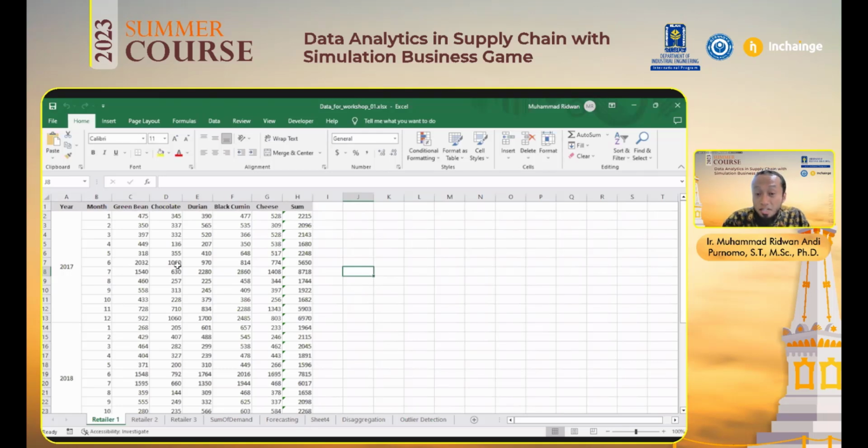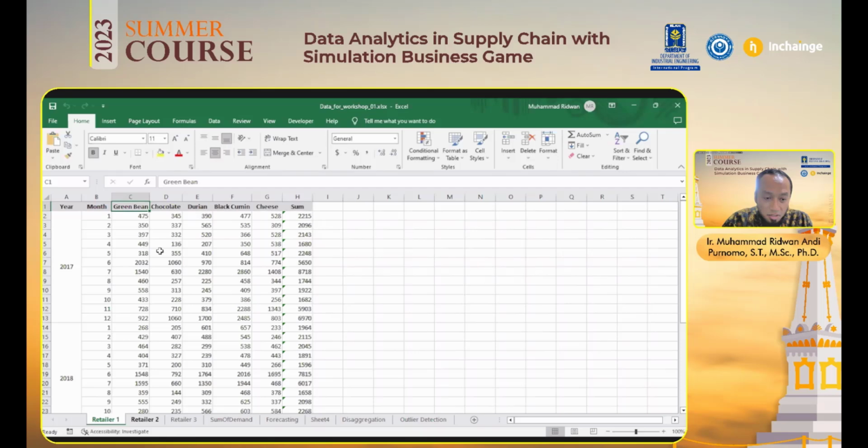My student extracted this data from the marketing department, of the retailers. We ask permission to access the data, and after that we can get this data. This is the column to represent the year, and also the month, from 1 to 12, January, February until December, and also here we have demand of every bakpia taste. This is for retailer 1.